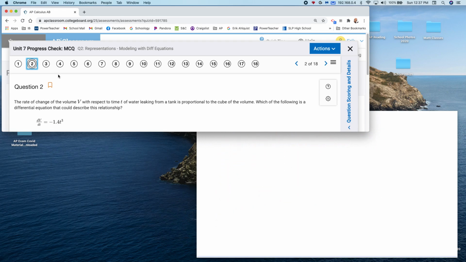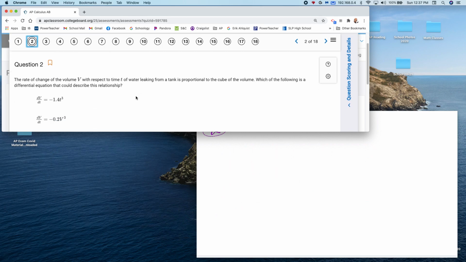So question 2 says the rate of change of the volume. So if I were going to write that out, that's dV dt. Is leaking out from a tank.